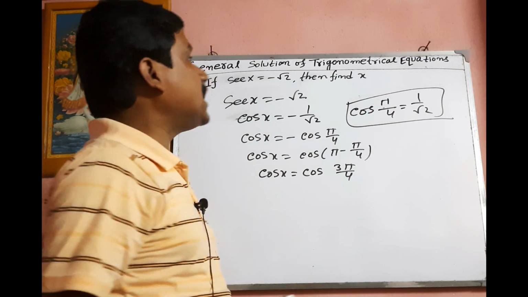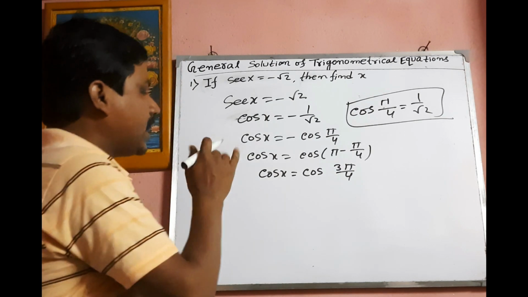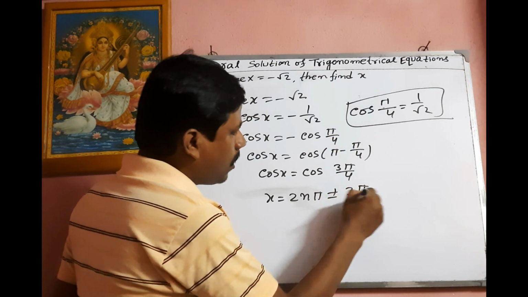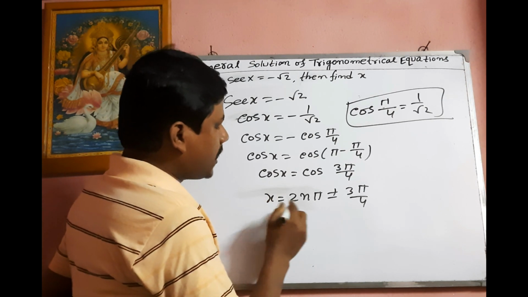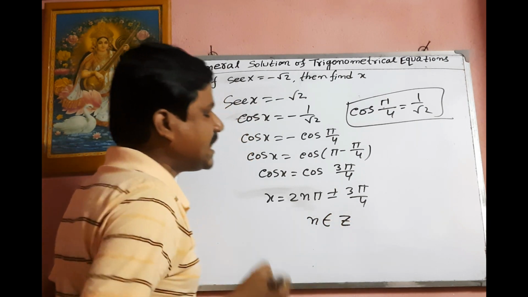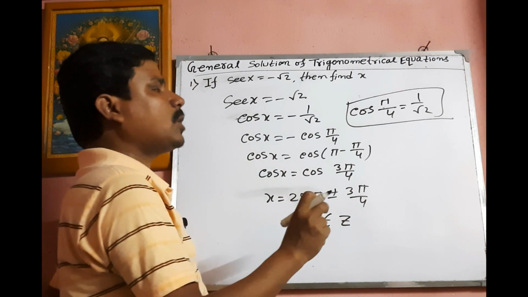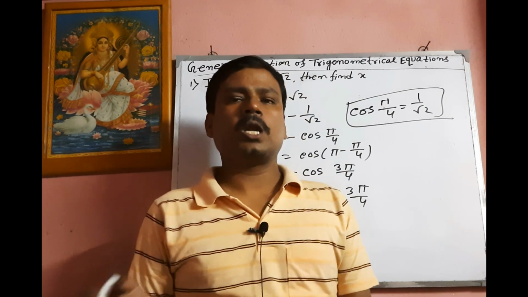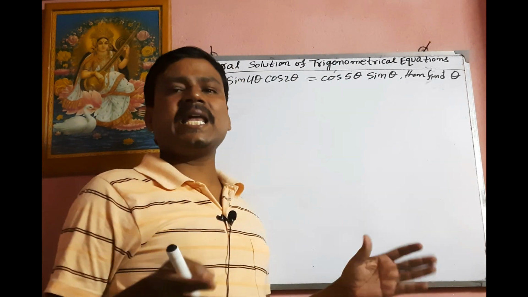Now by using the general solution formula of trigonometric equations, we get x is equal to 2n pi plus minus 3 pi by 4. So this is the general solution of x, and n belongs to Z, that is, n is an integer. So putting the values of n, we get the specific values of x. This completes the first example. Now we move to the next example. Now we are discussing the second example of the day.